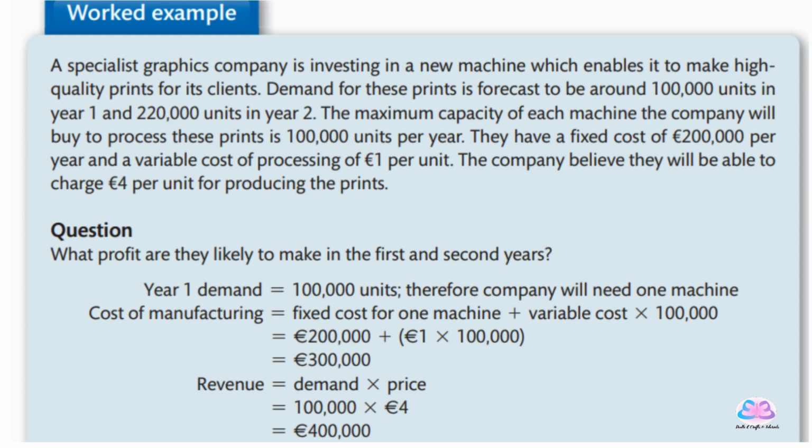Now the question: what profit are they likely to make in the first and second years? Year 1 is equal to 100,000 units.